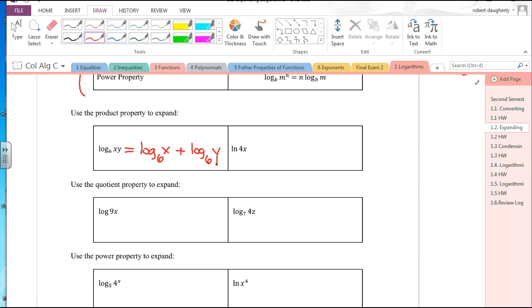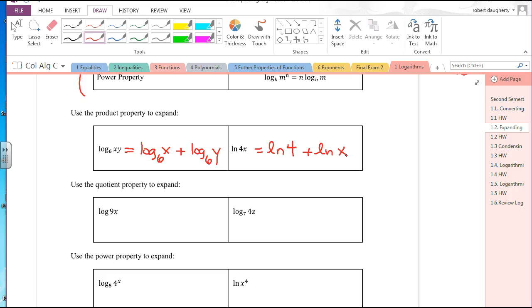What about this? What does ln mean? It means what kind of log? Natural log, log base e, okay? So this is the natural log of 4, what? x. I need more. What's the product property? We covered it. Product plus the natural log of x, okay? That's all that is, okay?